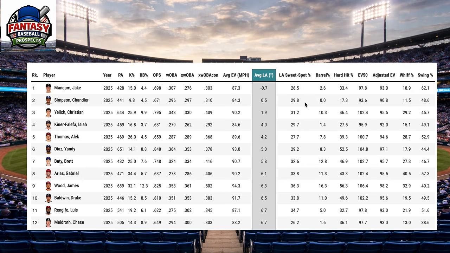In Chandler Simpson, you can see his hard hit rate was only 17.3%. His barrel rate was 0% because he doesn't hit the ball hard enough or have the right launch angle. His sweet spot percentage was only under 30%. So yeah, no doubt, if you're not hitting hard and getting the right angle, you're not going to have any barrels. And in fact, that's why his is really low.